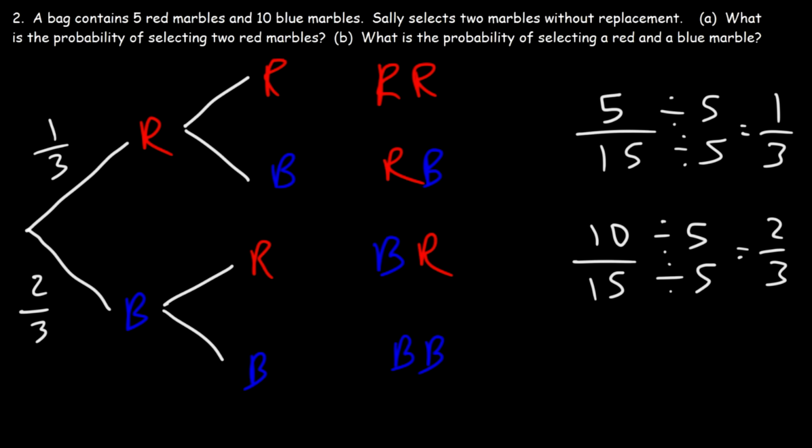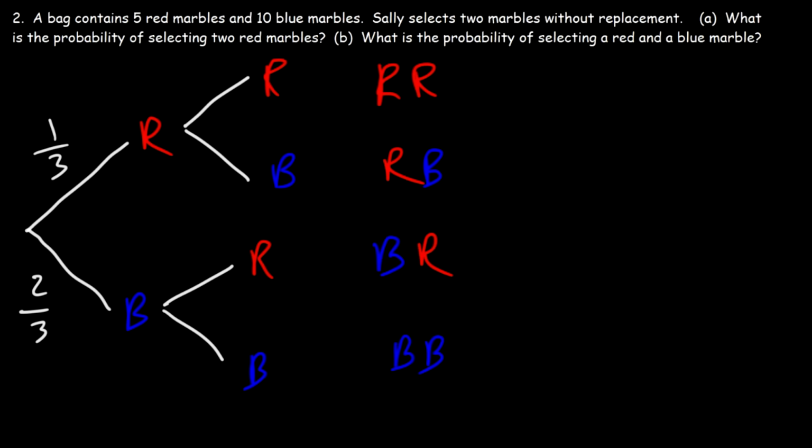Now, what about the probability of selecting a red marble on the second try? Now remember, this problem is without replacement. So what does that mean? It means that when Sally selects the first marble, she doesn't put it back in the bag before selecting the second marble.